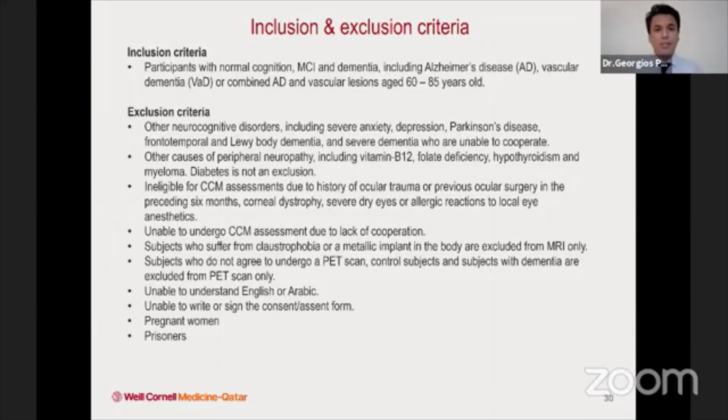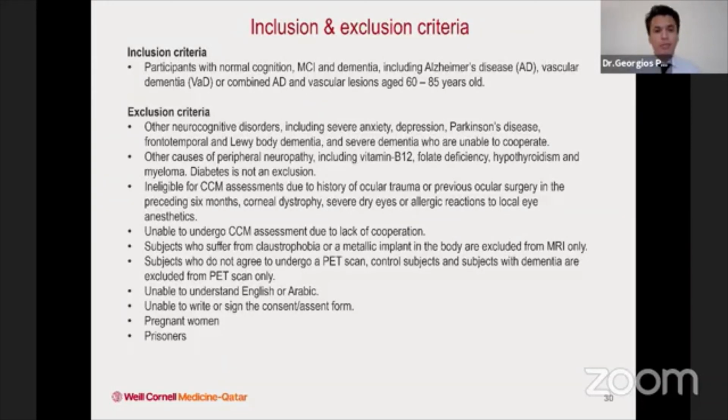In our case, our inclusion criteria were healthy controls, patients with mild cognitive impairment, and patients with dementia. We included not only pure Alzheimer's disease, because we know from our population in Rumeila Hospital that pure Alzheimer's is not the majority. The majority have mixed Alzheimer's disease and vascular lesions. So we included those, and also people with vascular dementia. Age, all of them between 60 to 85, age matched for all three groups.